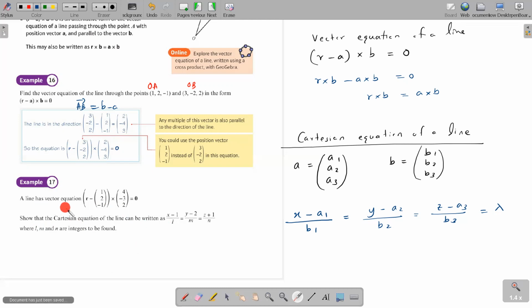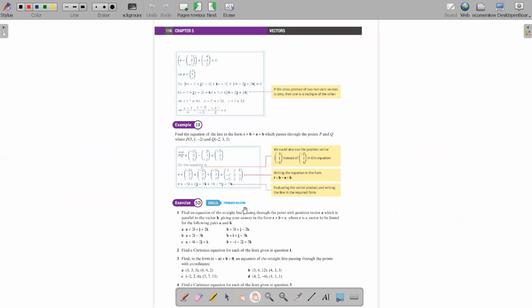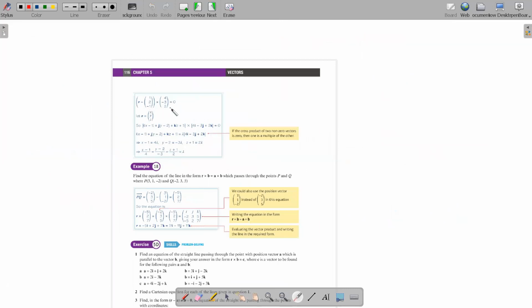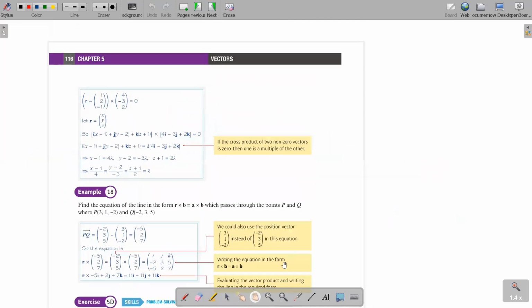They are saying a vector line has equation R minus (1, 2, -1) cross (4, -3, 2), which means this is R minus A cross this is the B. So in other words, this is the position vector, this is the direction vector. So what are they doing here? You have R minus A cross B, and they say let R be equal to (x, y, z). Can you all see? So (x, y, z) is a general coordinate on your line.